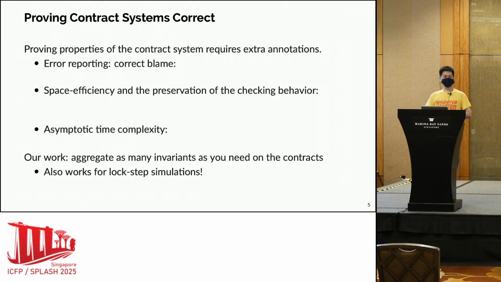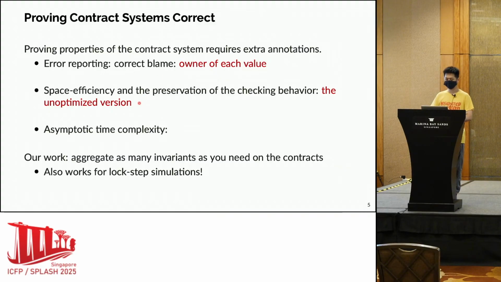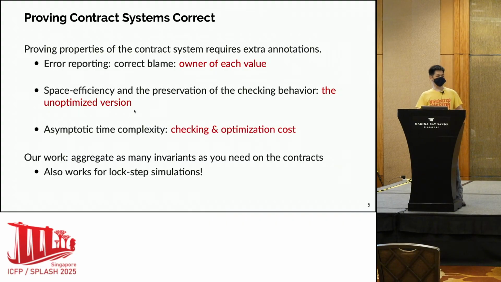And in order to prove contract systems correct, we know that sometimes we need to add more annotations to the calculus itself in order to track certain information about the proofs. For example, for the error reporting, we may need to identify the owner of each value. For space efficiency, we may need to keep the original unoptimized version in order to know if we are doing right, if we are removing redundant checks. And in order to prove time complexity, we need to check how many operations we have used in order to prove the complexity correct.